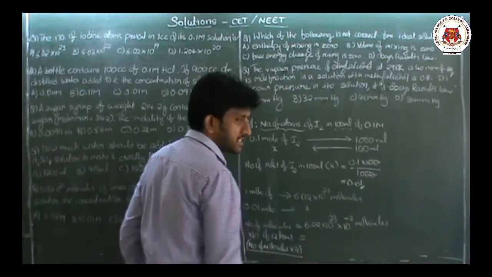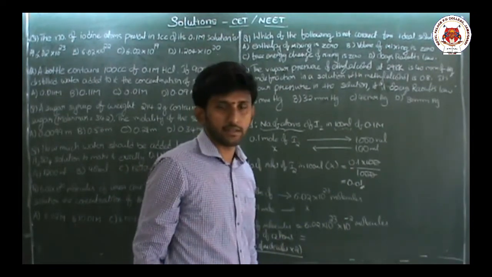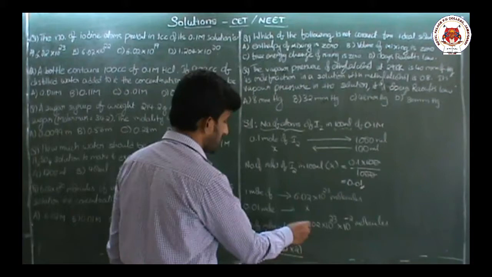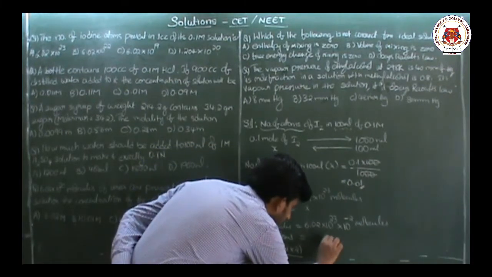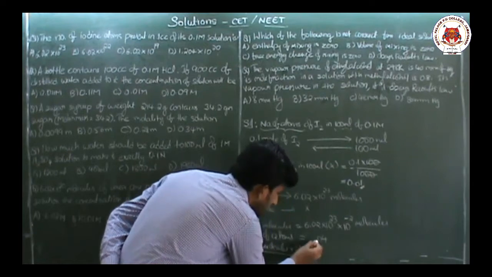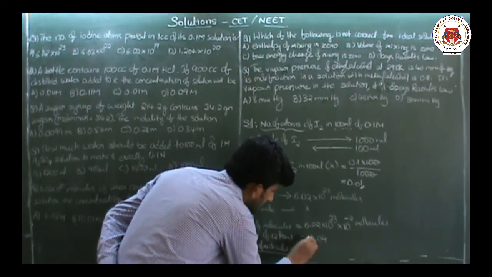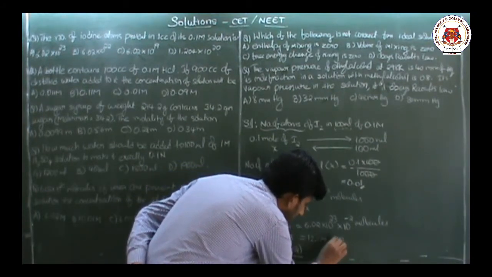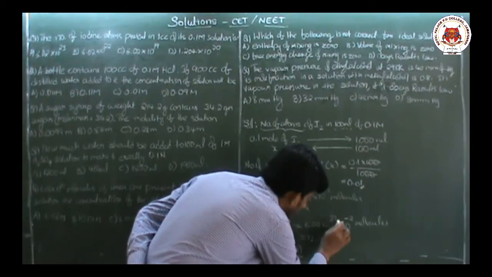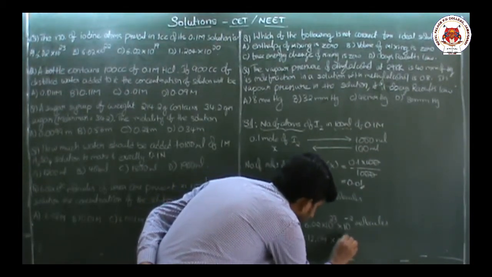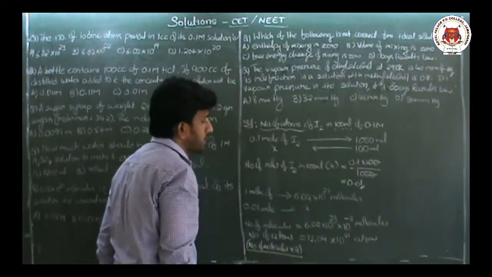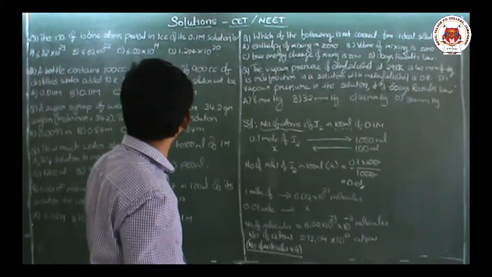So Avogadro number is 6.02. This many molecules are there. Then into 2 should be the atoms, right? So into 2 you will get the number: 12.04 into 10 to the power of 23, and with the 10 power minus 2 taken out, it will become 12.04 into 10 to the power of 21 atoms are present.